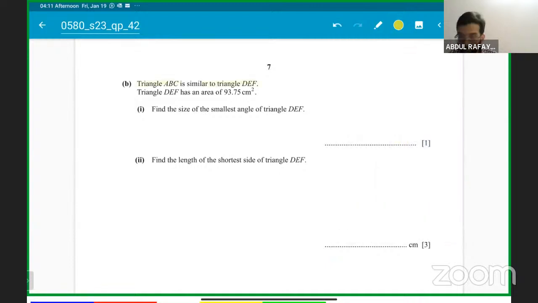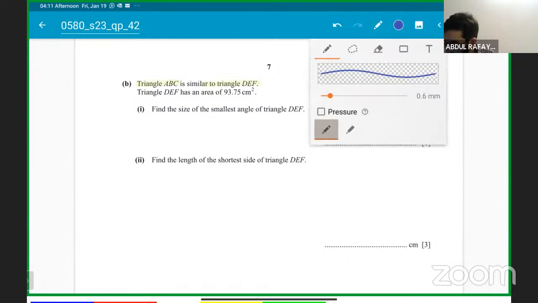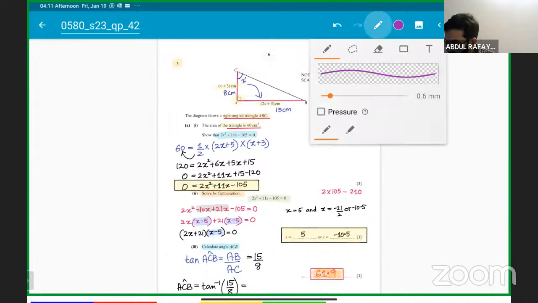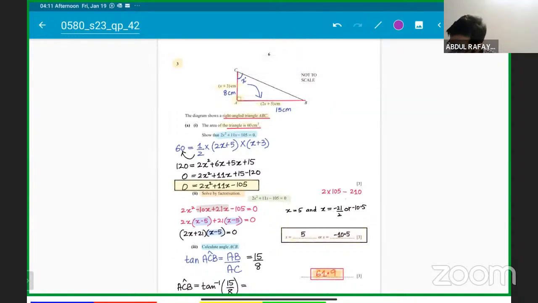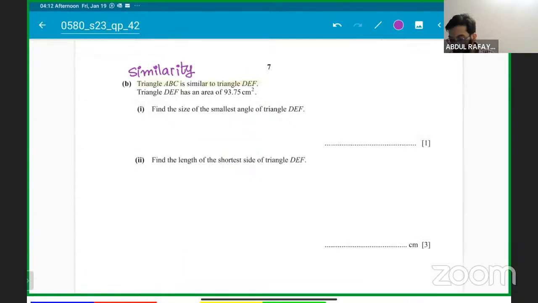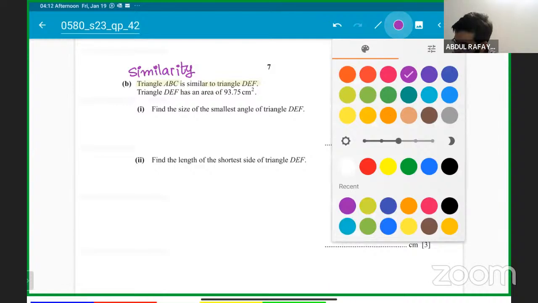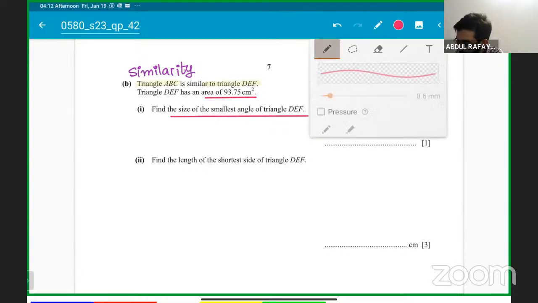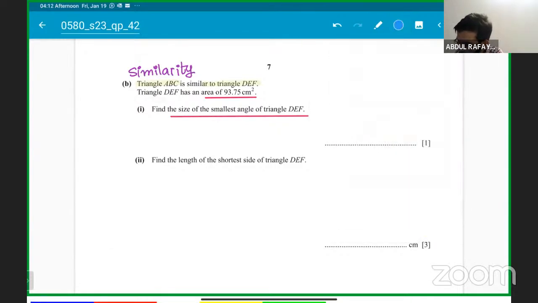So triangle ABC is similar, so they are asking a similarity problem as well. They are testing similarity for 4 marks as well, okay? The similarity concept is being tested: triangle ABC is similar to triangle DEF, okay? And triangle DEF also has an area of 93.75 centimeters square. You have to find the size of the smallest angle of triangle DEF.